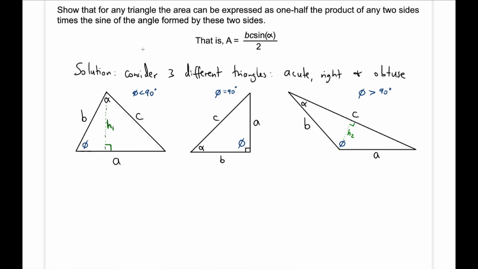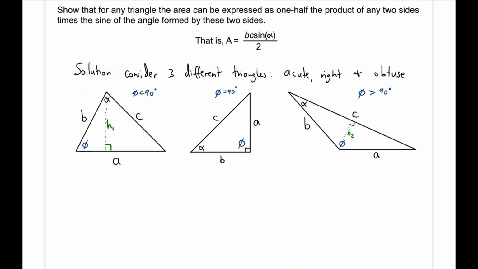Show that for any triangle, the area can be expressed as 1/2 the product of any two sides times the sine of the angle formed by these two sides. That is, we want to show that the area formula can be expressed as BC sine alpha divided by 2. What you see on top is the product of side B times side C times the sine of the angle alpha formed between these two sides, divided by 2.